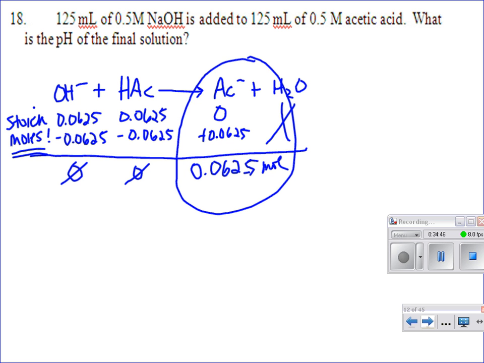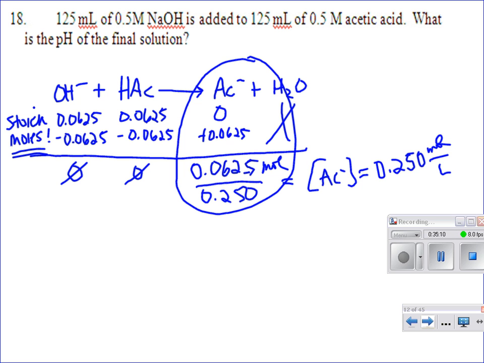So what do we have to do? Not yet. Got to convert to molarity. To put it in a rice table, we have to convert to molarity. So we're going to divide by a total volume of 0.250, and it's going to give me a molarity of, the acetate ion is going to have a molarity of 0.250 moles per liter.